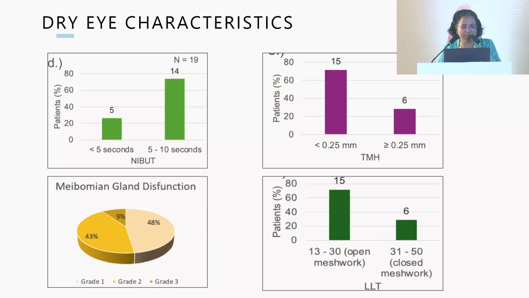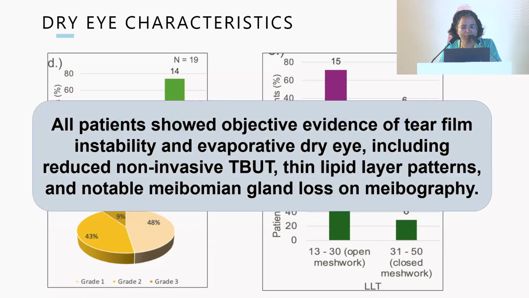in all the patients. It was less than 10 seconds. All patients did present with some degree of meibomian gland dysfunction. The tear meniscus height was also disrupted, and they showed evidence of low lipid layer thickness in these eyes. So these were the objective findings that we picked up, and on meibography there was also meibomian gland loss.